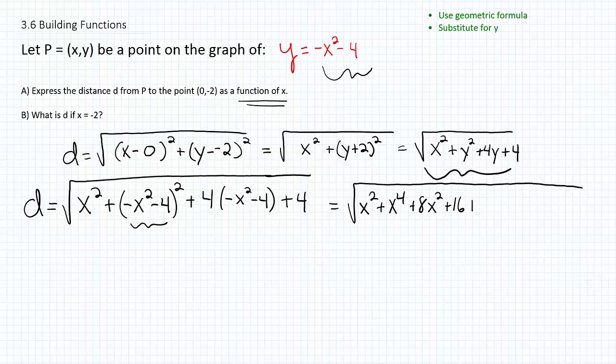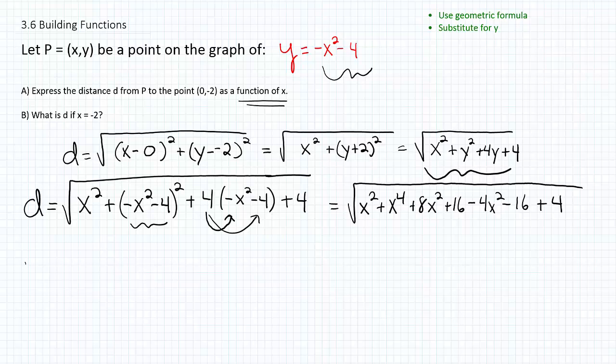Then you're going to distribute in this positive 4, so it'd be 4 times negative x squared, and 4 times negative x squared is going to give you negative 4x squared, and then 4 times negative 4 is going to give you negative 16, and then you have that plus 4 inside the parenthesis.